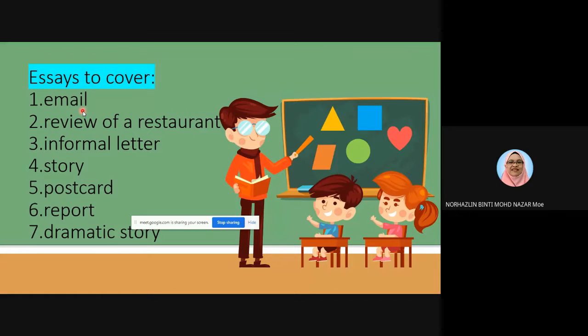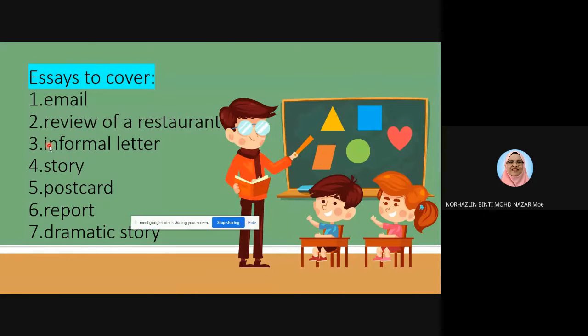Number two is the technique on how to write a review of a restaurant. There will be a sample in your textbook, so you don't have to worry. It's just that the technical part is that you have to follow the language structure given in that unit.